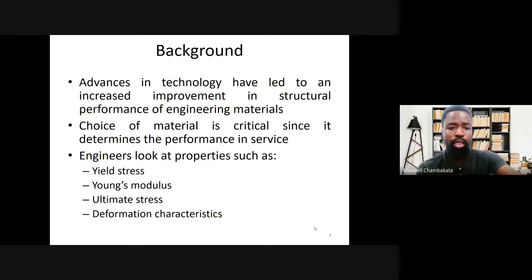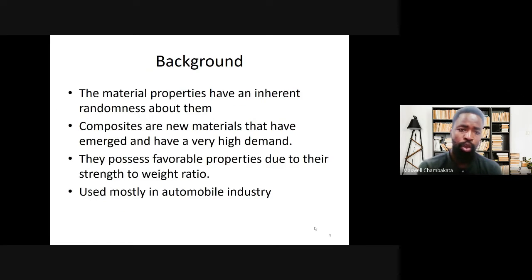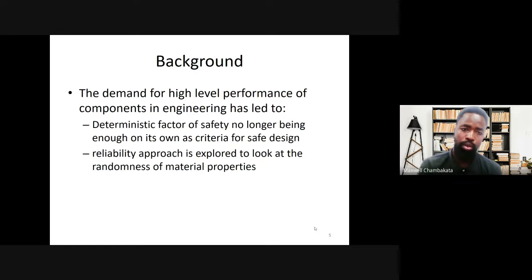So essentially, engineers look at the following properties when designing: yield stress, Young's modulus, ultimate stress, and deformation characteristics. Material properties have an inherent randomness about them. For example, composite materials are new materials that have just emerged and have a very high demand. They possess favorable properties due to their strength to weight ratio. For example, they are mostly used in the automobile industry.